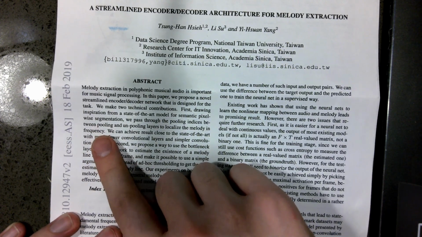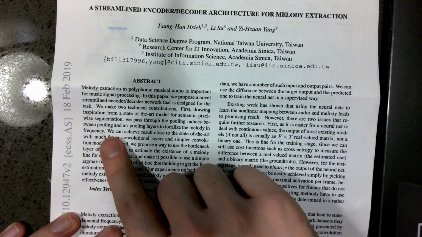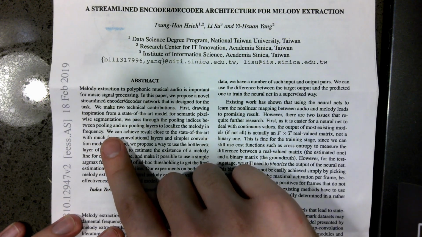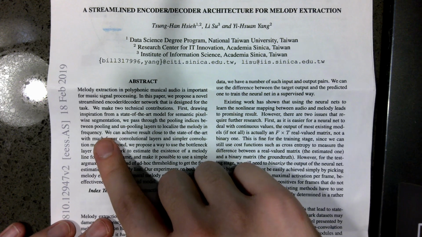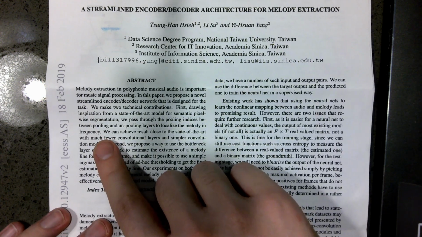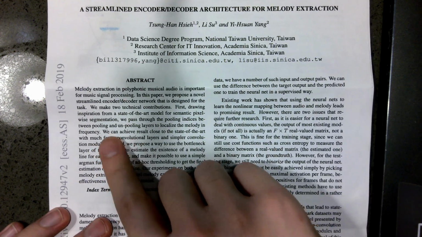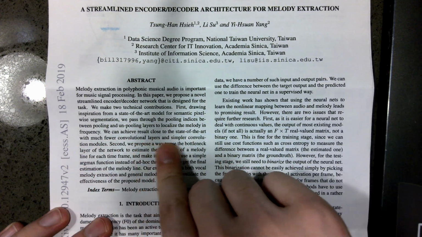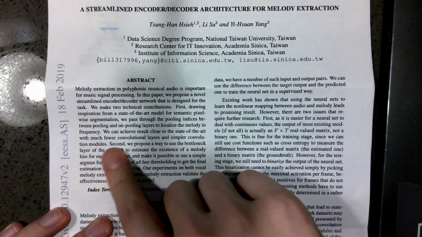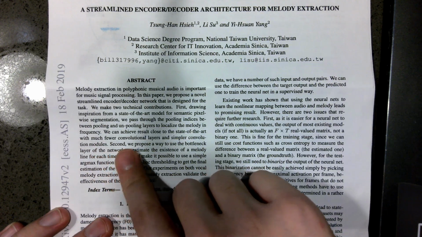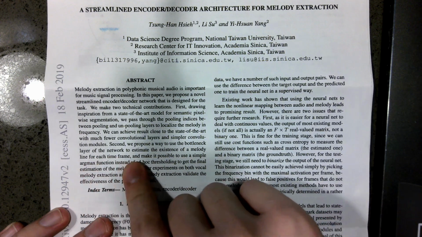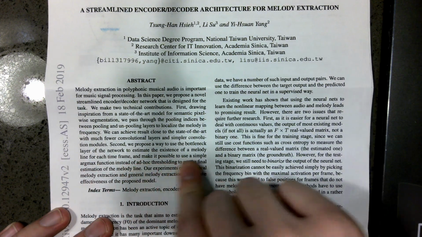I'm assuming indices is a concept in deep learning because looking at the code, it's just something that they pass. It's not something that they calculate manually, so we'll just take it that way for now. Okay, we can achieve still much fewer layers. Okay, so it's nice that they have a simpler convolutional model. Propose a way to use the bottleneck. Okay, estimate existence of melody. Okay, yeah, that's a good thing they do actually in this paper.